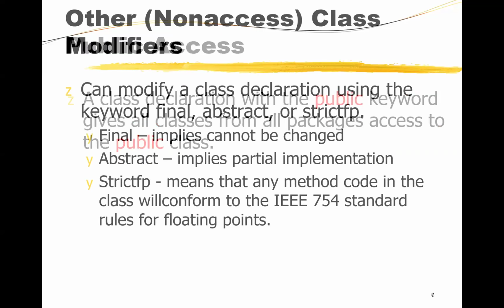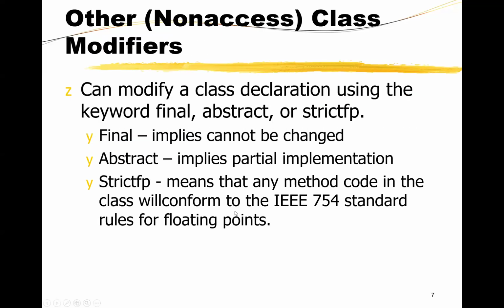Then, non-access modifiers for a class: you can use final. If you use the final keyword in a class declaration, as the String class is a final class, that means it cannot be changed. If it is abstract, abstract classes may contain abstract methods. An abstract method means a method with no body. You don't have the body statements for the abstract method. Then in the subclasses, you have to implement the abstract method. Therefore, it implies partial implementation.